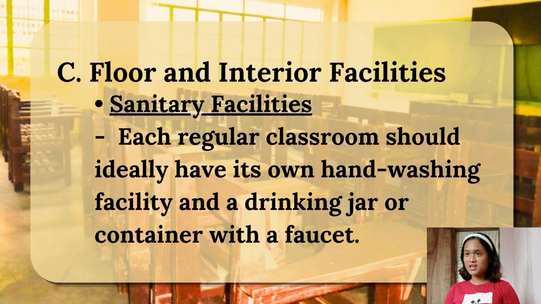And then, let's proceed to floor and interior facilities. So far, we discussed all about the postings and identifications, the furnitures, and the storages in a classroom. And now, we proceed to floor and interior facilities. First facility, sanitary facilities. Each regular classroom should ideally have its own hand washing facility and a drinking jar or a container with a faucet. Sanitary facilities include hand washing stations and drinking water containers.